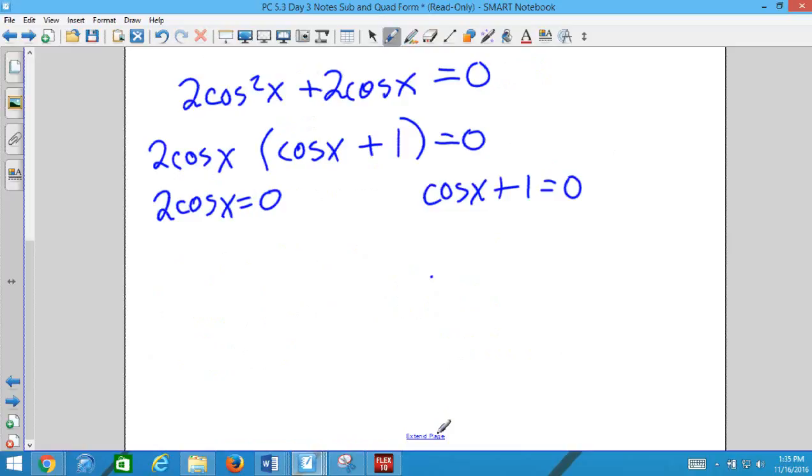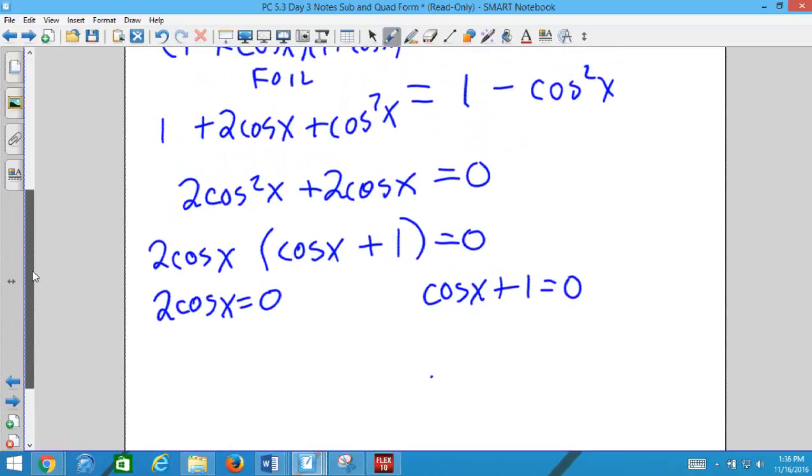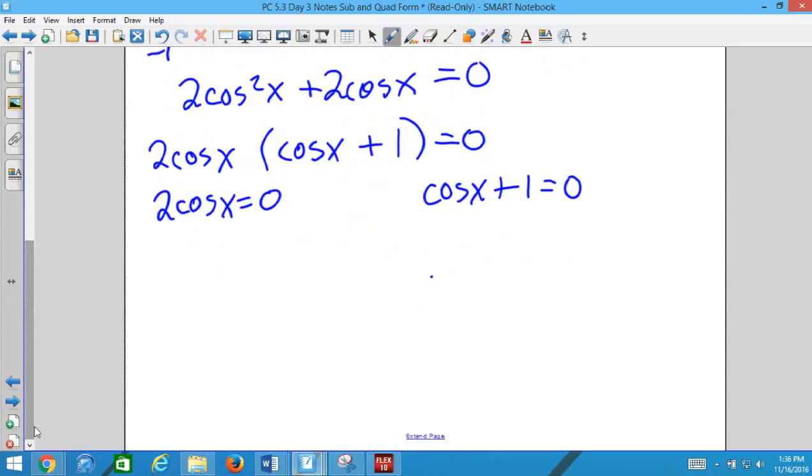I subtracted the 1, so those cancel out. And I added the cosine squared x, which made 2 of them, and I just rearranged the order. Yep, I thought that might lose somebody.